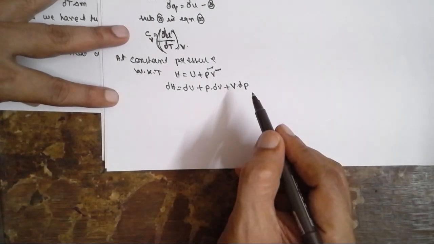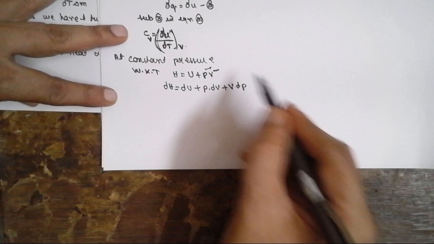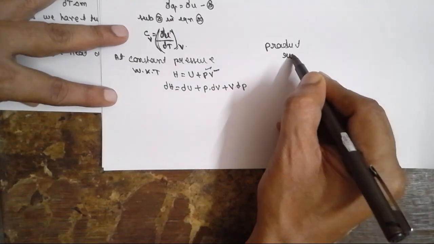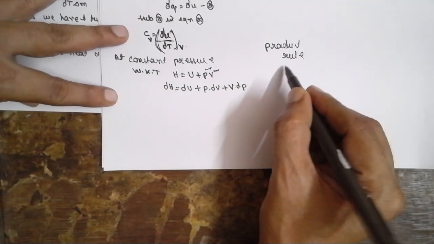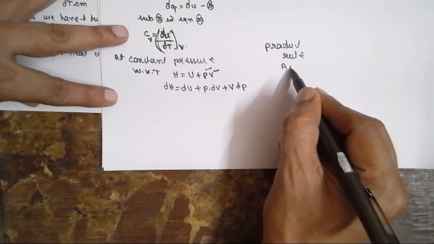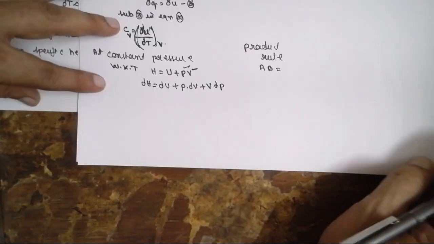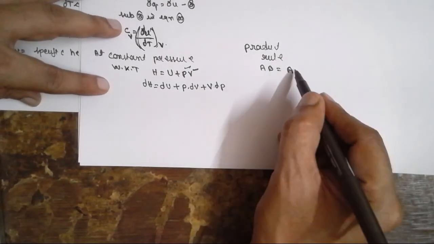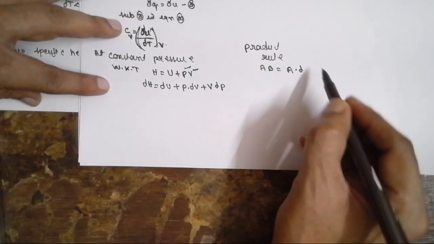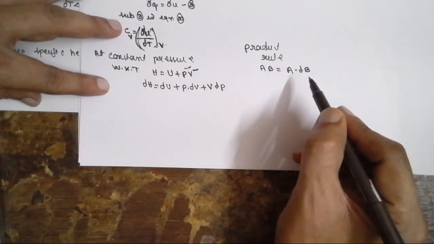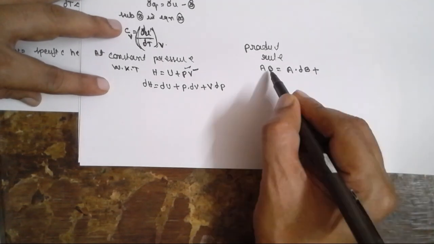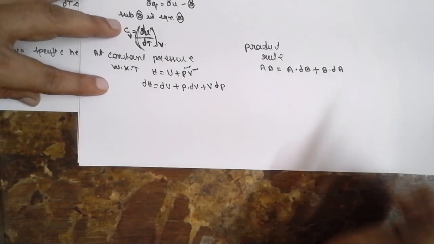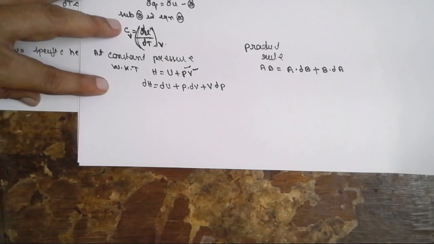We call this the product rule. Let us consider AB. In order to apply the differentiation for AB, first we keep A as it is and differentiate B, we write dB. Next we keep B as it is and differentiate A, dA. This we call the product rule. We have to apply the product rule.